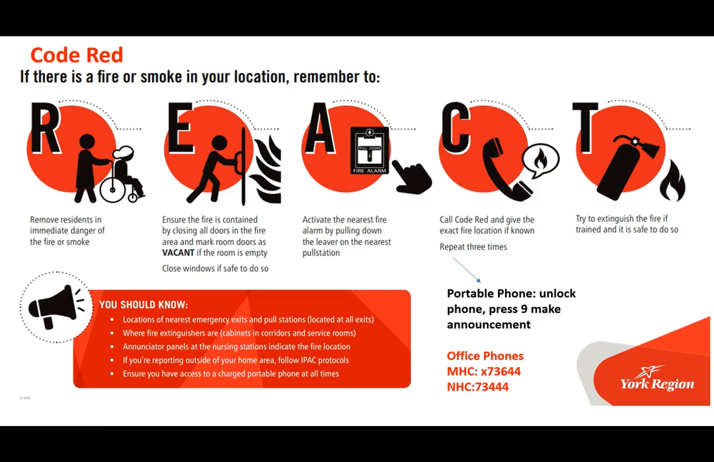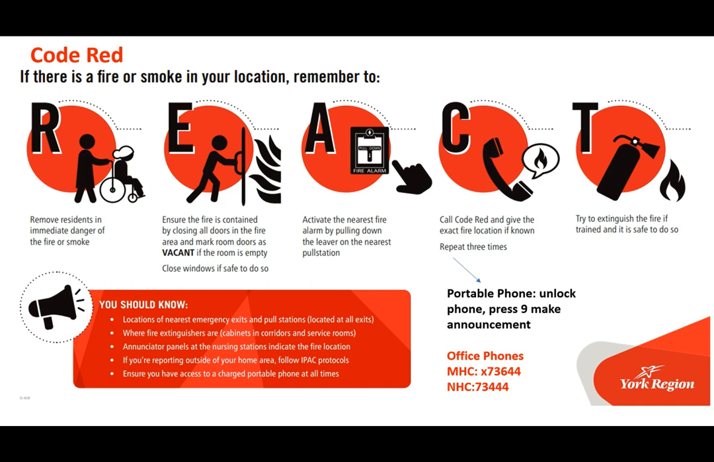And finally, code red means fire or smoke. If there is a fire or smoke in your location, remember to remove residents in immediate danger of the fire or smoke if it is safe to do so. Ensure the fire is contained by closing all the doors in the fire area and marking room doors as vacant if the room is empty. Close windows if it is safe to do so. Activate the nearest fire alarm by pulling down the lever on the pull station.